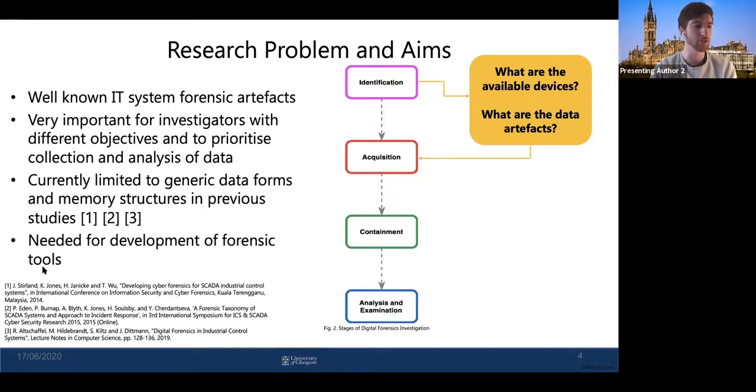And so our research is sitting, if we move into figure 2 on the right-hand side there, it shows a simplified digital forensics process. Our research fits in between this identification and acquisition stage, where we're asking what are the available devices that we can acquire data from. In our case, it's PLCs. And then what are the available artifacts that we can acquire? And we think that it's really important to address this question and have more of a detailed understanding of it before we can really move into developing acquisition capabilities for ICS and for components such as PLCs.